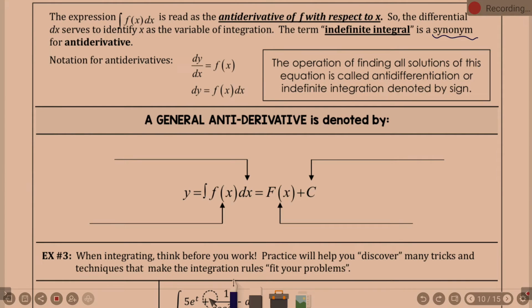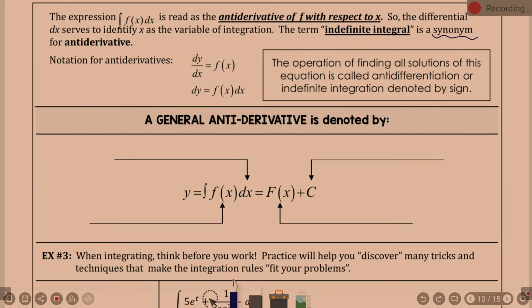Notations for antiderivatives. We're going to talk about several of these as we go through things, but the idea that dy/dx equals f of x, or dy equals f of x dx. The operation of finding all solutions of this equation is called antidifferentiation or indefinite integration, denoted by the integral sign.